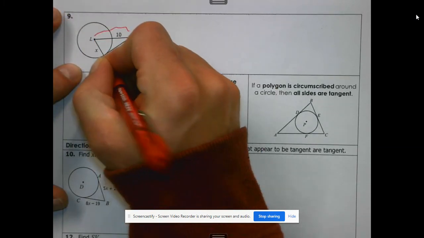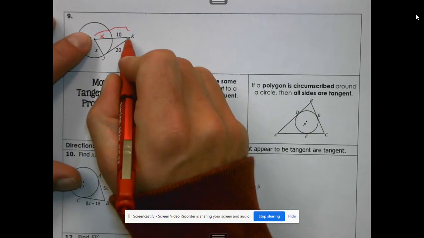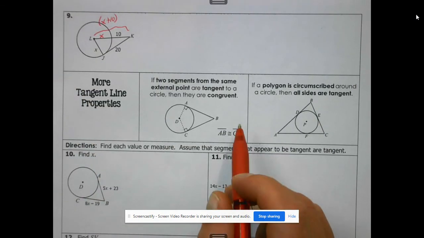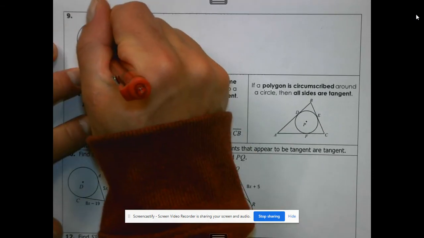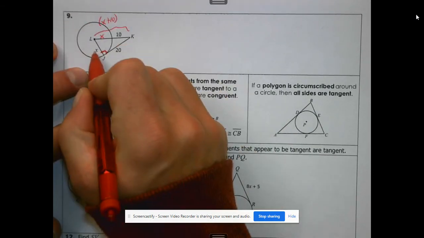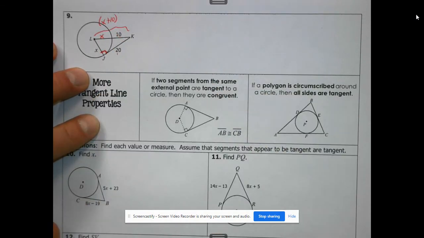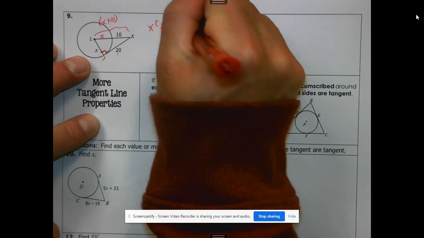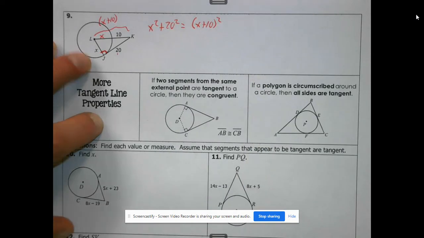This radius is x. This radius is x. The expression for this side would be x plus 10. All right, a little tricky. You will not see this one on a quiz, but it's good for some homework, I guess. 90 is angle J. A squared plus B squared equals C squared. X squared plus 20 squared equals X plus 10 squared.